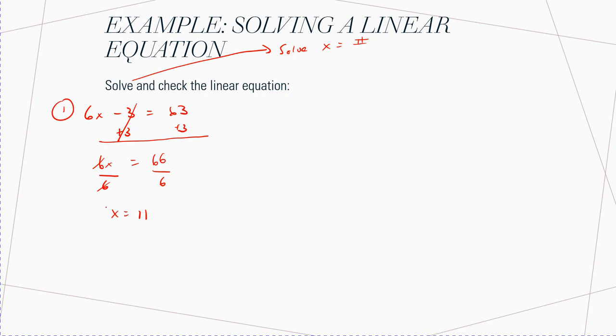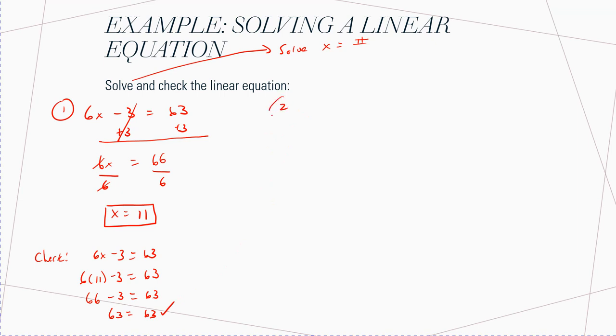You can check this. What we're saying here is that this solves this equation, and you can check it by just plugging it back in. It was 6x minus 3 is equal to 63. If I take 11 and plug it back in for x, does it solve this equation? Well, 6 times 11 is 66. Does 66 minus 3 get me to 63? Yes, it does. So it solves it perfectly. It checks out.